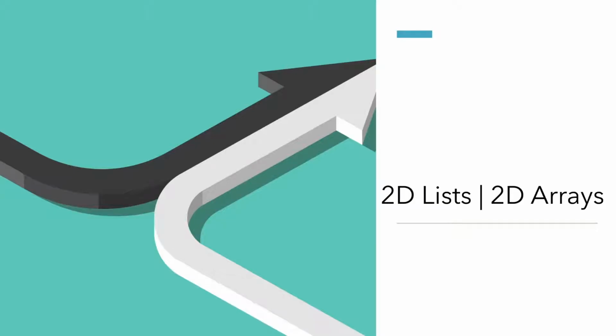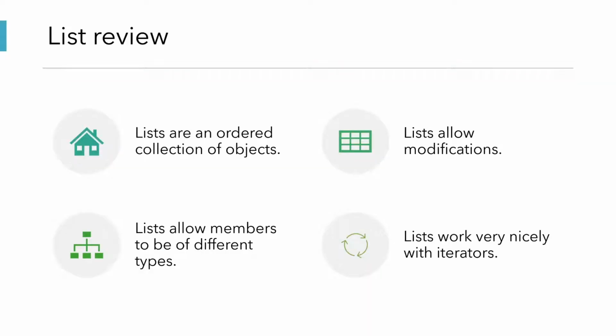Hello everyone, today we're going to be talking about 2D lists, also known as 2D arrays. So before we get into 2D lists, let's do a quick review for lists, because to understand 2D lists you have to make sure that your understanding of lists is pretty good and that they're pretty fresh in your mind. So let's just review them really quickly.